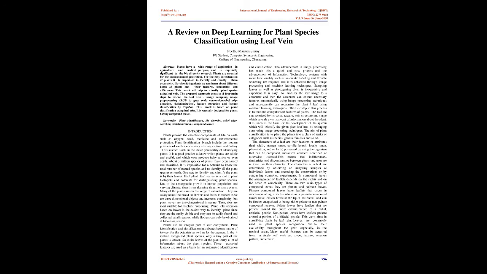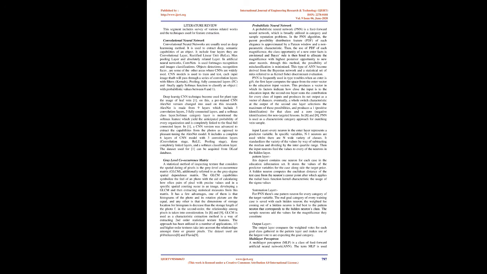The characters of a leaf are their features or attributes: leaf width, stamen range, corolla length, locule range, placentation, and so forth, possessed by the organism that can be counted, measured, described, or otherwise assessed. This means that differences, similarities and discontinuities between plants and taxa are reflected in their characters. The characters of a leaf are determined by observing or analyzing samples of individuals' leaves and recording the observations, or by conducting controlled experiments.